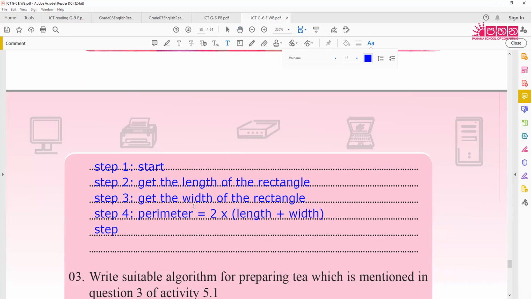Step 5. Not the get, we can say output. So we can say output perimeter. You don't have to get perimeter, right? Although in the previous step. So you can output the perimeter. Yes. Last one. It should be end. Okay. So it's always like this. Right.